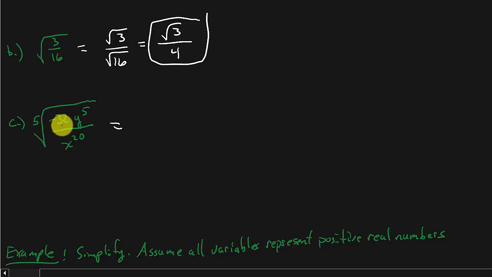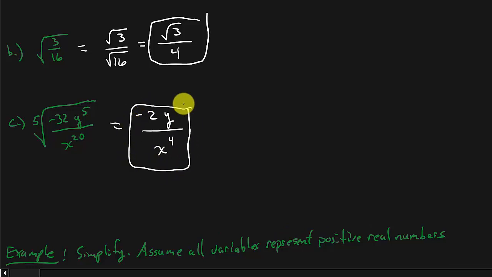So the fifth root of negative 32 is negative 2, because negative 2 raised to the fifth is negative 32. And then 5 goes into 5 one time, so that's y to the first, right? Y to the first, but when it's a 1, we don't write the exponent. And then 5 goes into 20 4 times, and so that's x to the fourth. And there's your answer.